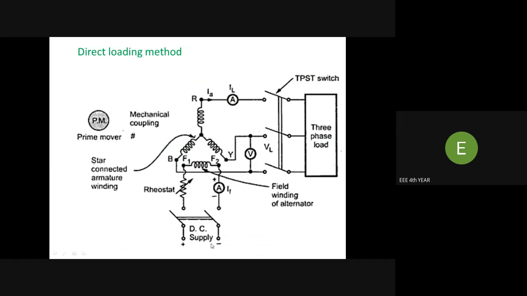The DC supply is ready to give to the field winding. We have to measure the current through the field winding, so an ammeter is utilized. A variable resistor is used to vary the field current also. This is the circuit arrangement of the direct loading method. Here is the prime mover, with mechanical coupling to the alternator.